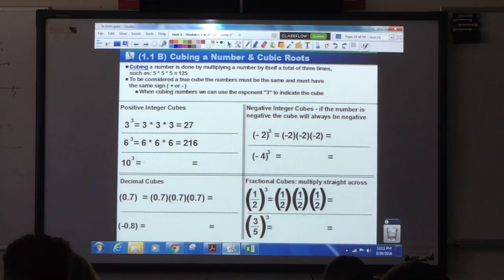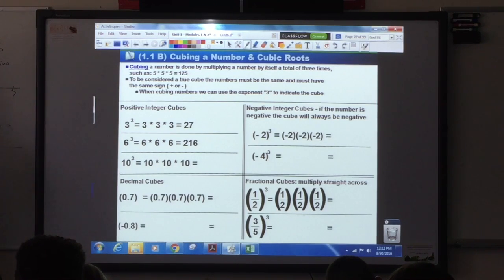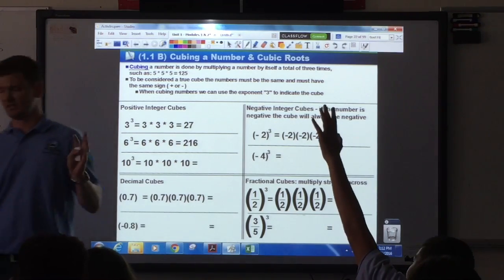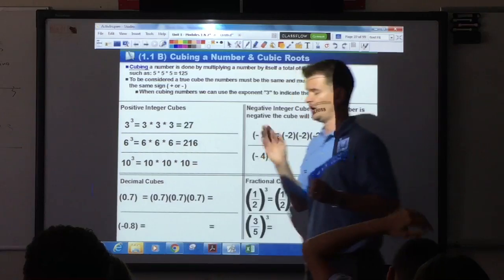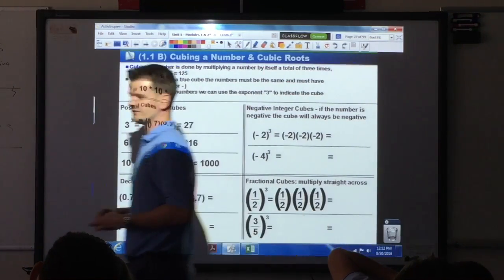Mr. Tucker, 10 cubed. How do I write that out? 10 times 10 times 10. What is 10 times 10 times 10? Well, let's try this. Let's do 10 times 10. What's 10 times 10? 100. What's 100 times 10? 1,000. Good job. So positive cubes are pretty easy.